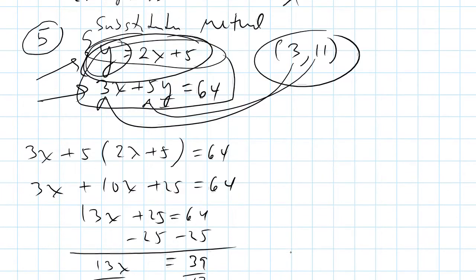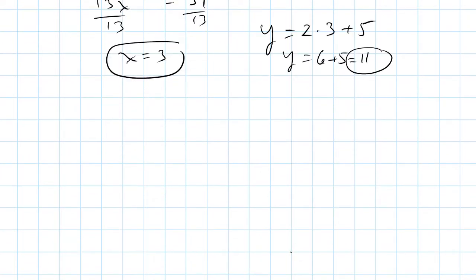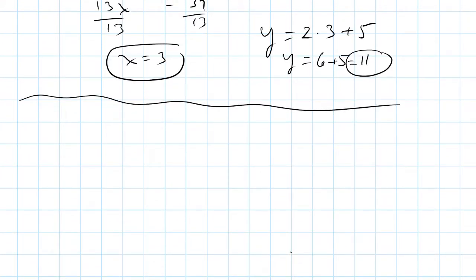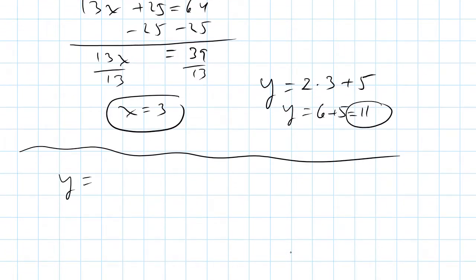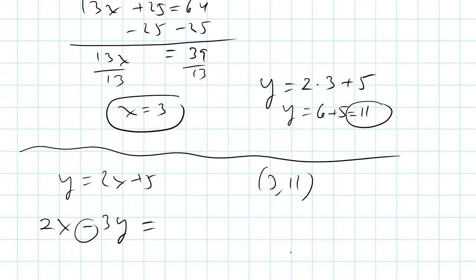So this is a great method, the substitution method. You will want to also, let's go again with y equals 2x plus 5. I'll even stick with the answer of 3, 11. But you definitely, 2x minus 3y equals, you definitely want to have one with a minus here. So 2 times 3 is 6. 6 minus 33 is minus 27.